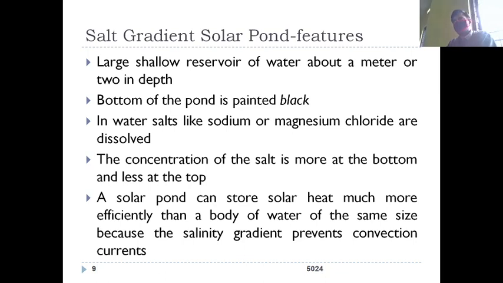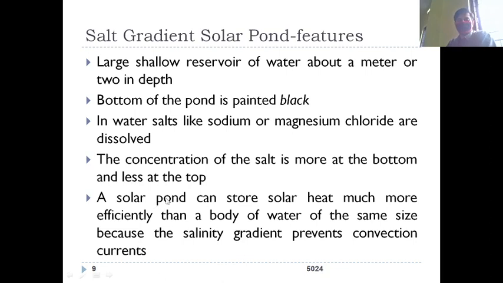Similar to non-convecting ponds, the base of the pond is painted black. Salts like sodium or magnesium chloride are dissolved in water to get a salinity gradient to prevent convection currents. The concentration of the salt obviously will be more at the bottom when compared to the top.